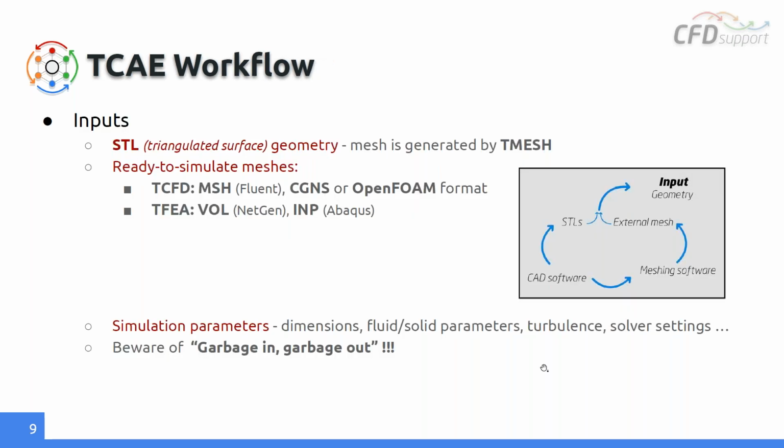The inputs for TCFD could be an external Fluent mesh, CGNS or OpenFOAM format, or it can be directly the geometry in STL format. The same holds for FEA. You can generate the mesh in T-mesh based on the STL file, or you can import a ready-to-simulate mesh in NetGen format or in Abaqus format.